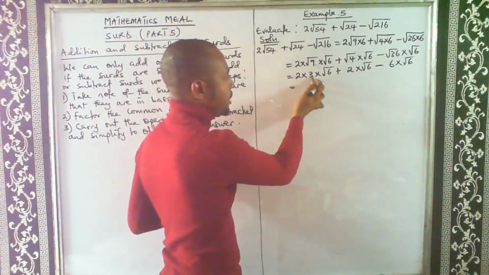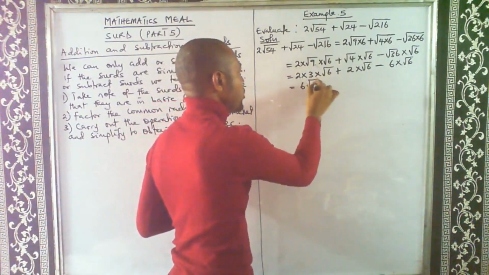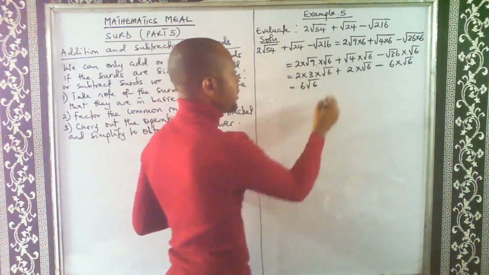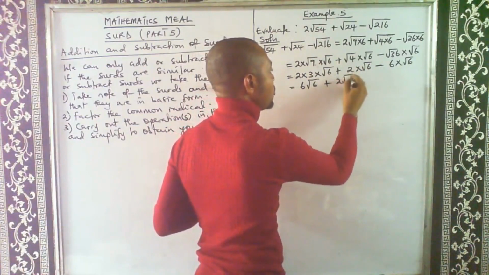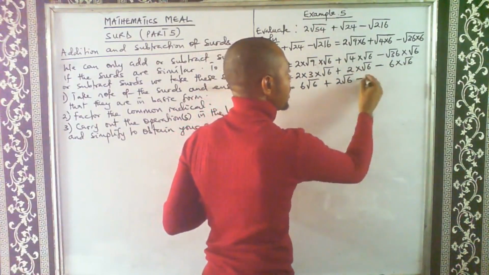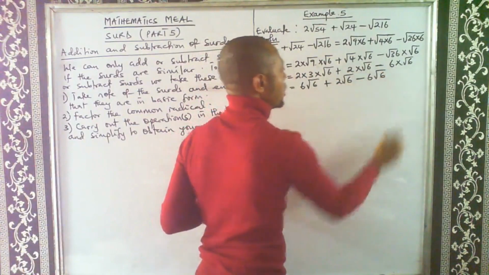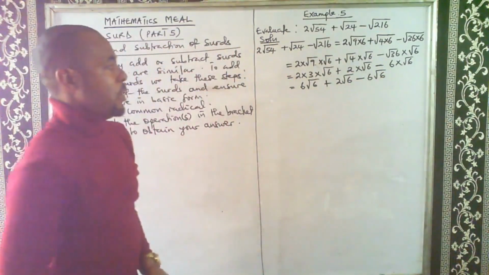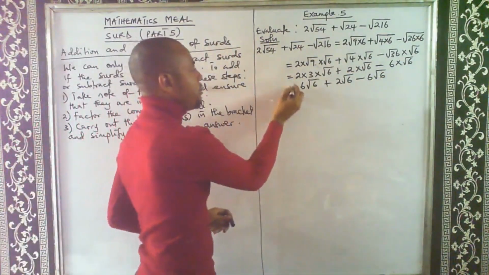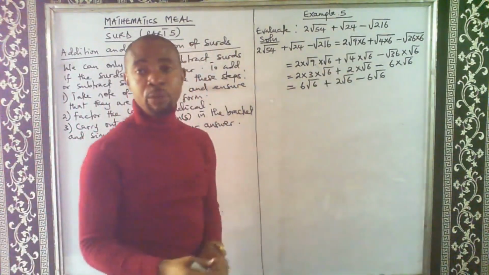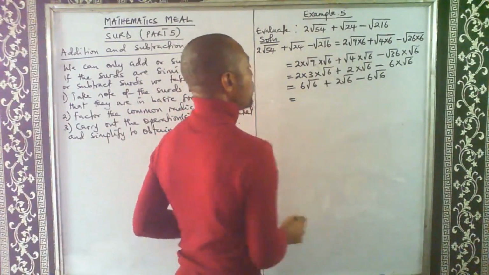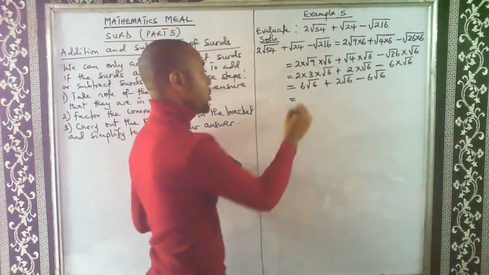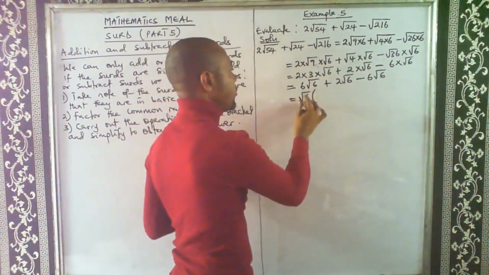2 times 3 is 6, 6 times this will give me square root of what? 6. Then plus, we have 2 times this will give me 2 root 6, and then 6 times this will give me 6 root what? 6. Wow. So the surds are now in basic form, and also all of them are similar. So we can factor now. What is the common radical? That's square root of 6. Square root of 6, factor that.